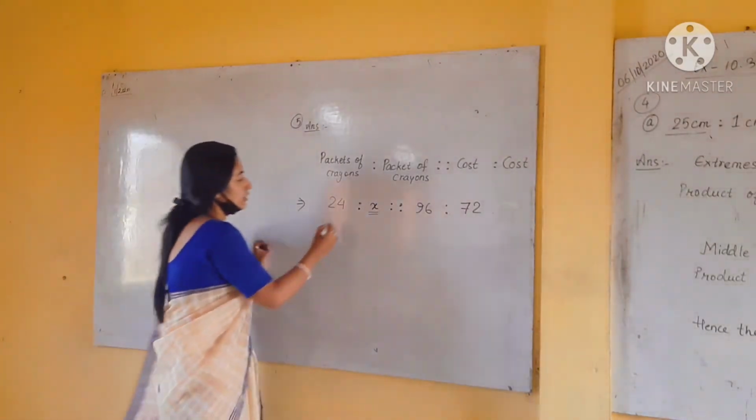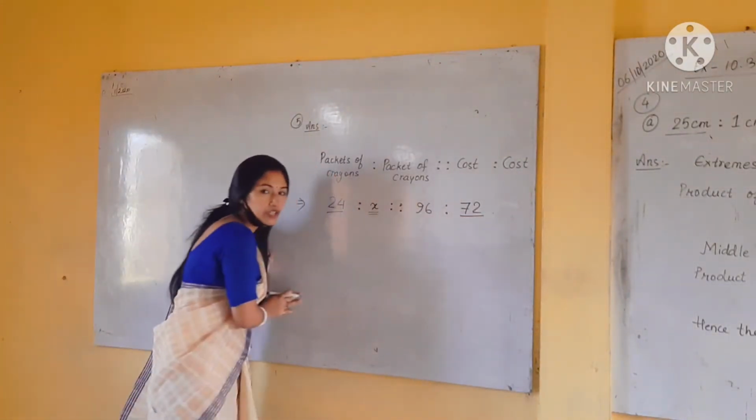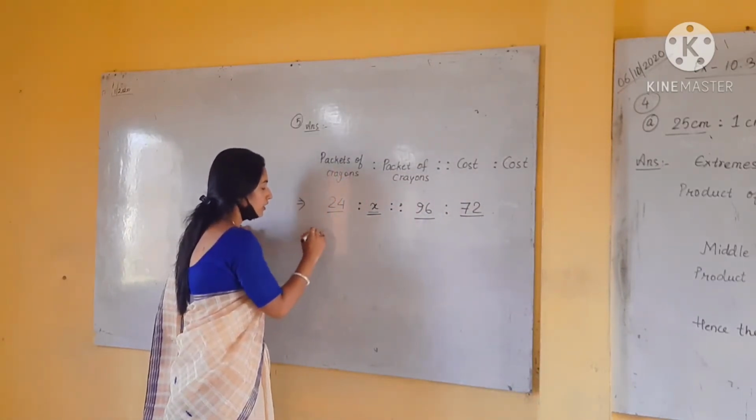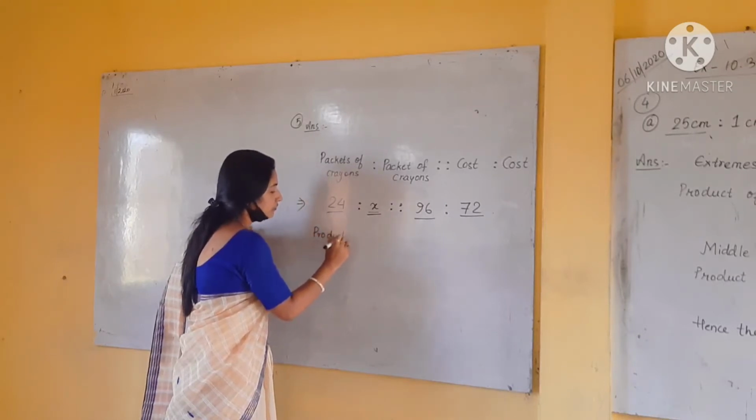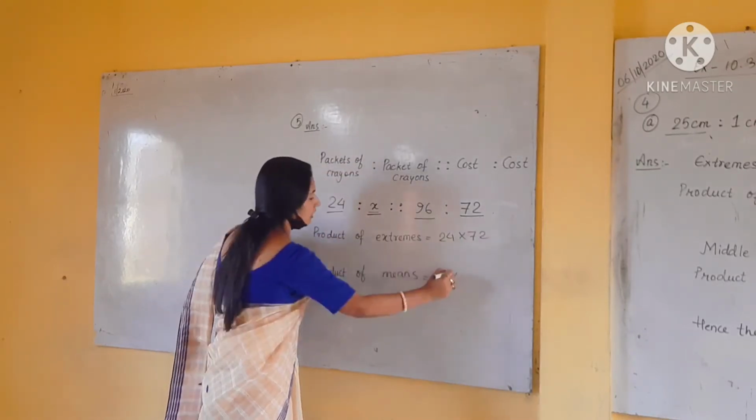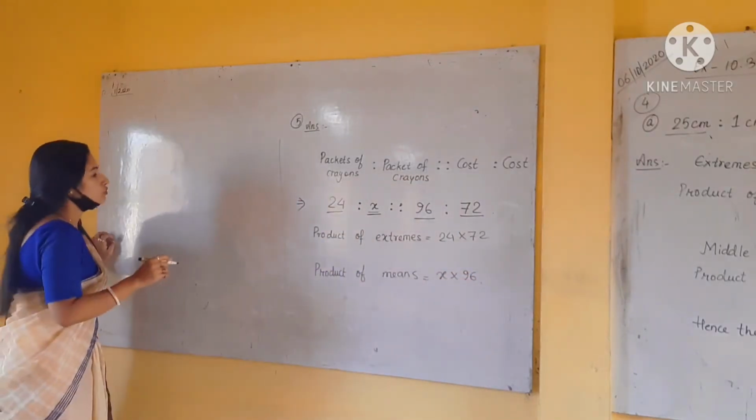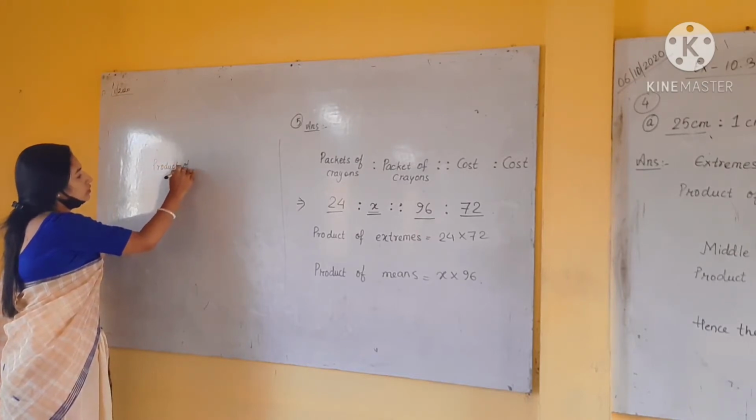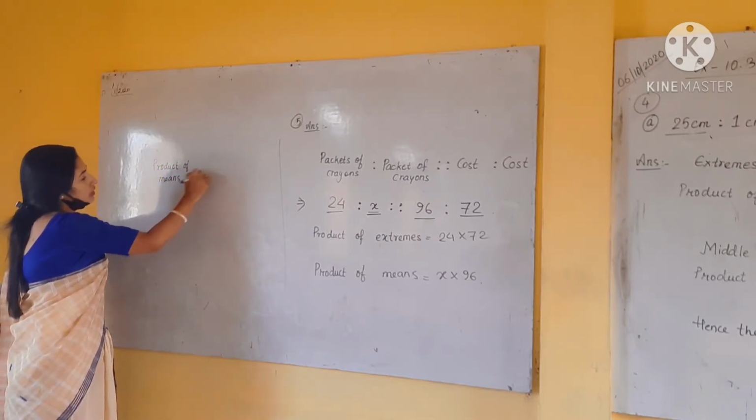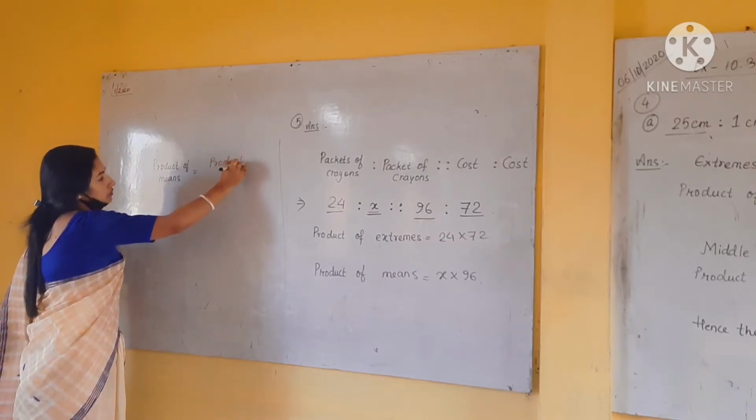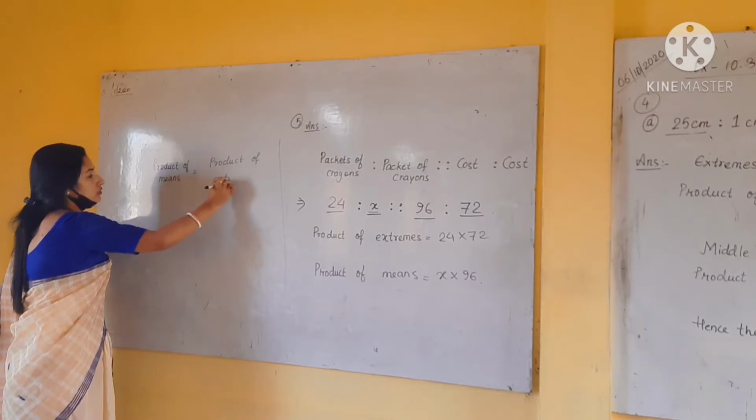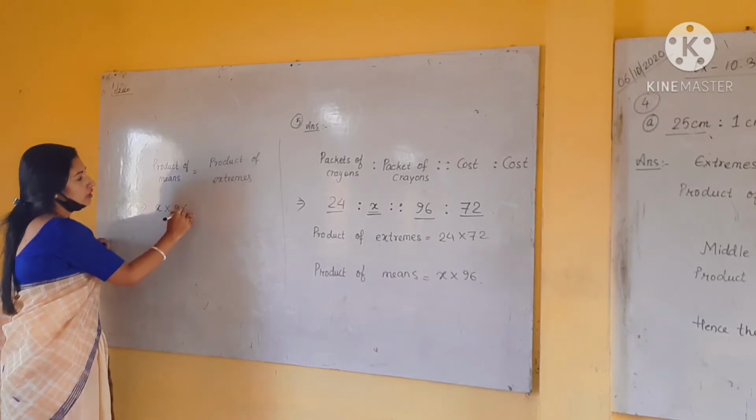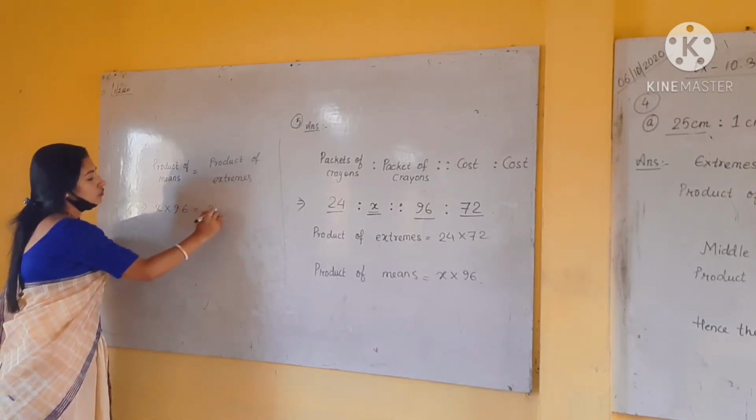Okay, extremes. What are the extremes? 24 and 72, and the means are X and 96. So we can write the product of means is equal to the product of extremes. So the product of means is x into 96 is equal to the product of extremes, 24 into 72.